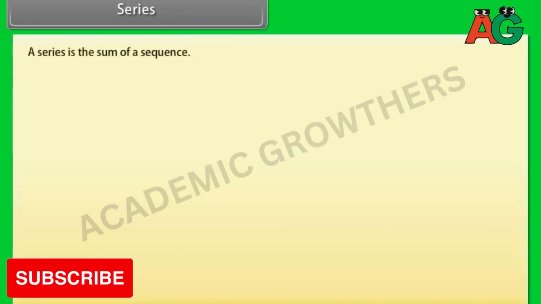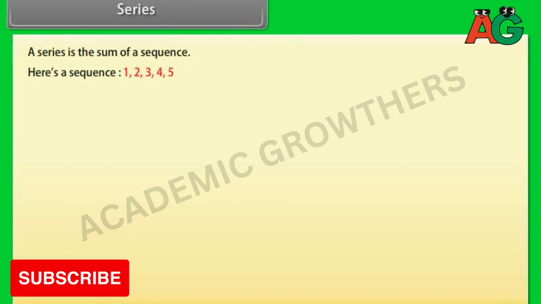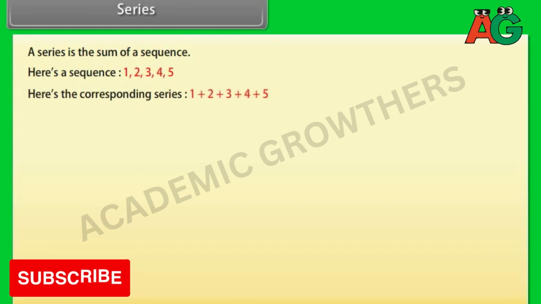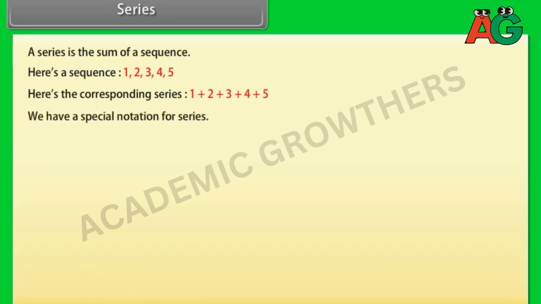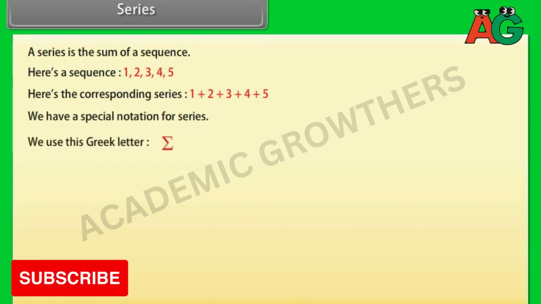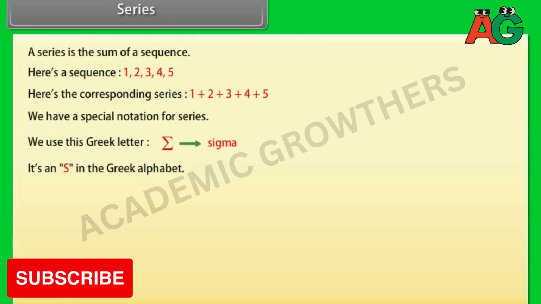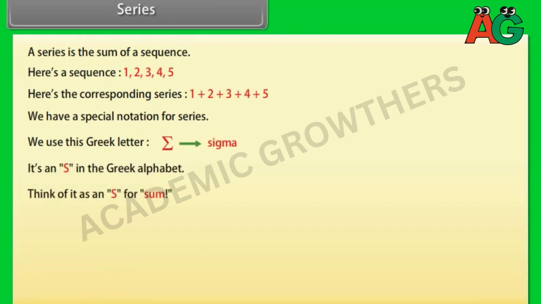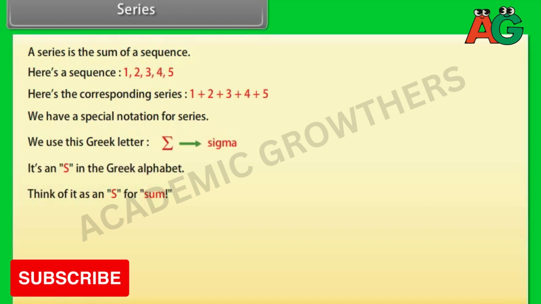Series. A series is the sum of a sequence. Here is a sequence. 1, 2, 3, 4, 5. Here is the corresponding series. 1 + 2 + 3 + 4 + 5. We have a special notation for series. We use this Greek letter, that is sigma. It is an S in the Greek alphabet. Think of it as an S for sum.